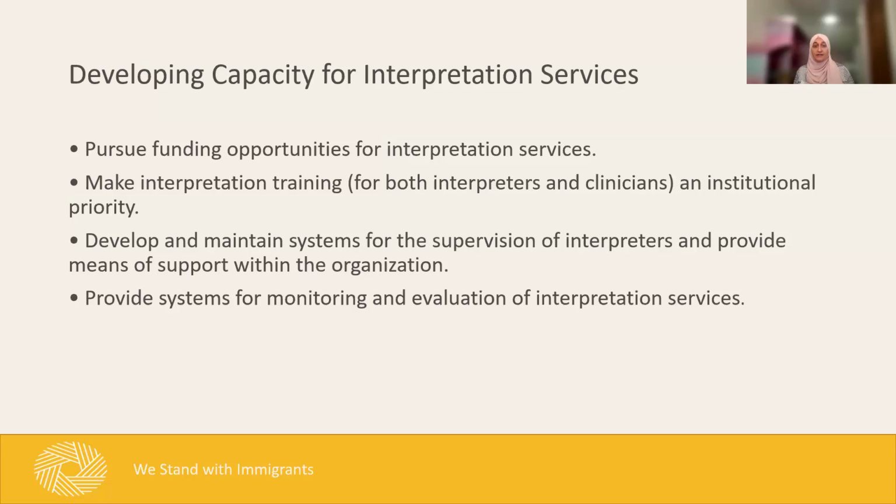Make interpretation training for both interpreters and clinicians an institutional priority. Develop and maintain systems for supervision for both, and provide means of support within the organization. We emphasize the part of the interpreters because oftentimes they are forgotten, and they work in isolation and don't receive the supervision that they need that can support their work. Provide systems for monitoring and evaluation of interpretation services.